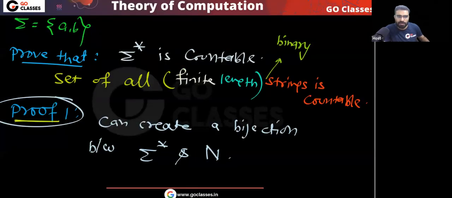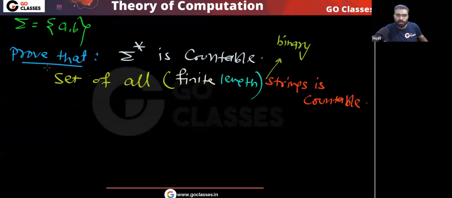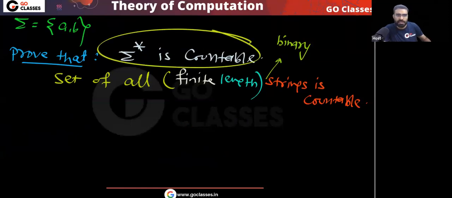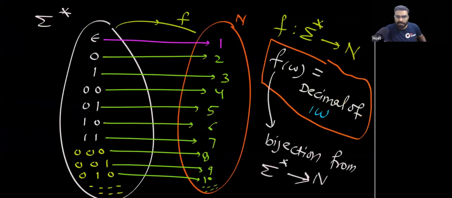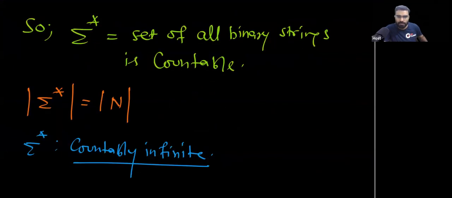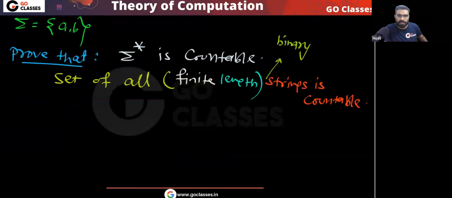This is your proof number 1. You can create a bijection between sigma star and the set of natural numbers. Like this, you can prove that sigma star is countable. Okay, let's see another proof. We can create another proof also.